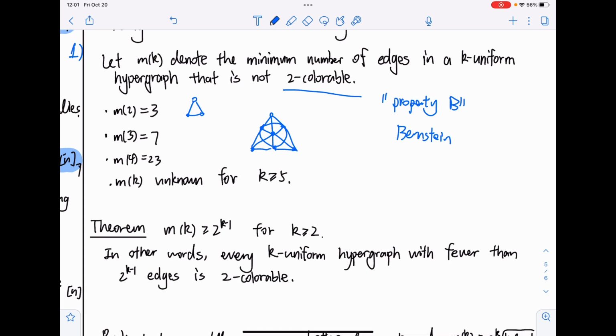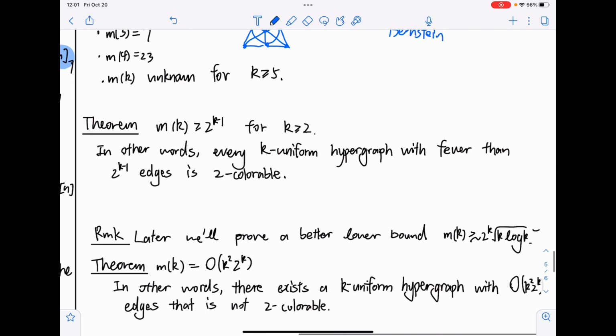However, we can get some asymptotic lower and upper bounds by using the probabilistic method. We have this first theorem, proved by Erdős. It says that m(k) is greater than or equal to 2 to the power of k minus 1 for every k greater than or equal to 2. In other words, every k-uniform hypergraph with fewer than 2 to the power of k minus 1 edges is 2-colorable. And the proof is also very simple.